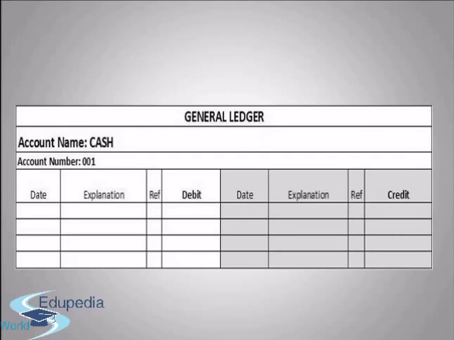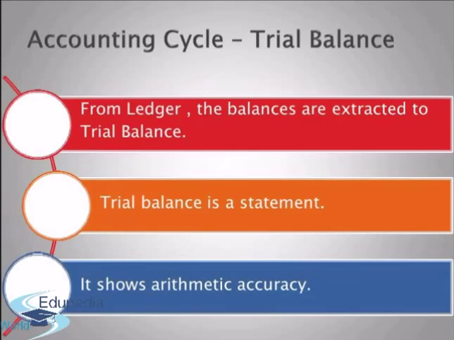The third step in the accounting cycle is the preparation of the trial balance. After the journal and ledger comes the trial balance. From the ledger, the balances are extracted to the trial balance. So when all the entries are posted into the ledger from the journal, those balances are then extracted into the trial balance. The trial balance is a statement. It's not an account. It is just a statement to check the arithmetic accuracy of the accounts.